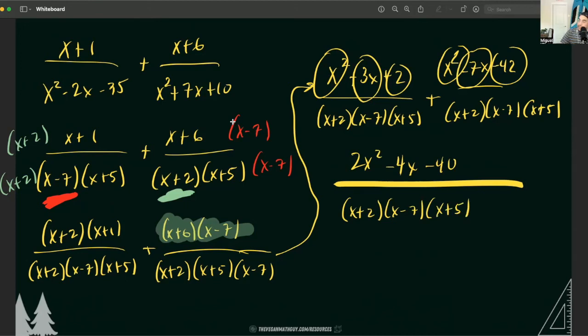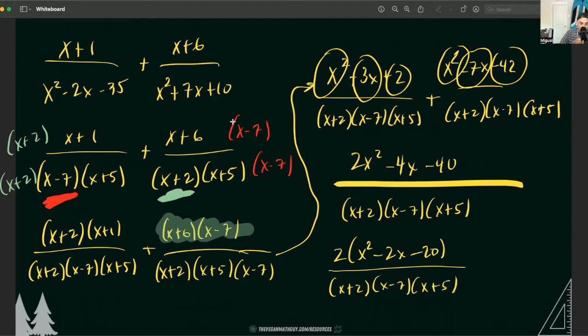All right. And as I mentioned, always be aware of whether or not you can actually combine or cancel anything out from the top and the bottom. So I'm just going to try to factor out my numerator. It looks like I can factor out a GCF to make it x squared minus 2x minus 20 over x plus 2 times x minus 7 times x plus 5. And I don't believe that x squared minus 2x minus 20 can factor into anything, because I can't think of two numbers that multiply to negative 20 and add to negative 2. So I'm going to leave it like that. This is my answer.